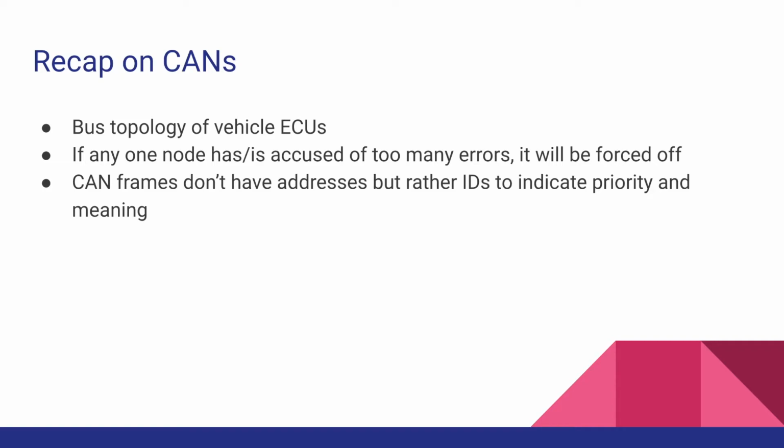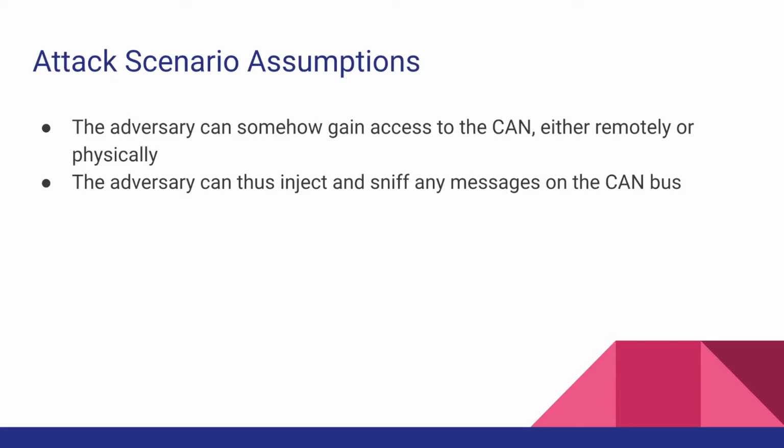So this lets us lead directly into the attack scenario, but before that, let's discuss two assumptions. The first assumption is that the adversary can somehow gain access to the CAN, either remotely or physically. The reason this assumption needs to be made is because the authors have outlined in their paper that there are numerous other resources, articles, and presentations discussing how it is possible for an adversary or an attacker to gain access to a computer's network. But for this specific denial of service attack, the bus off attack, it's going to be assumed that the attacker already has access.